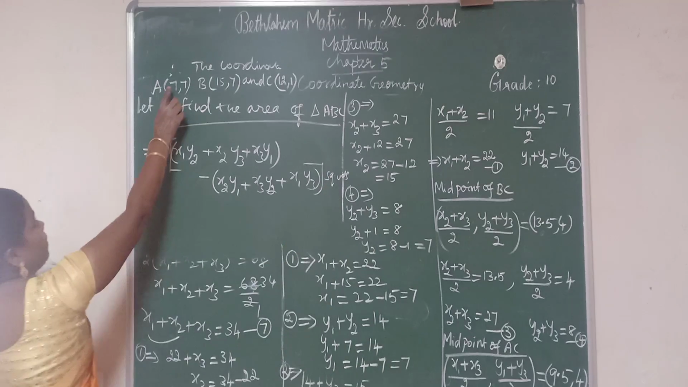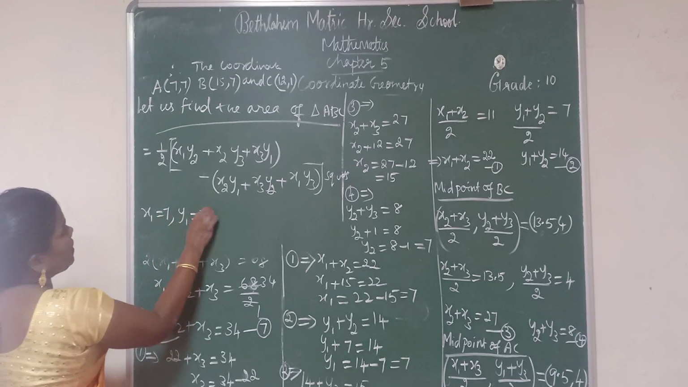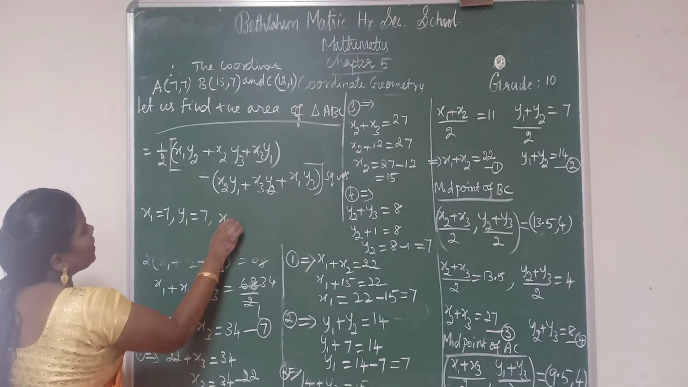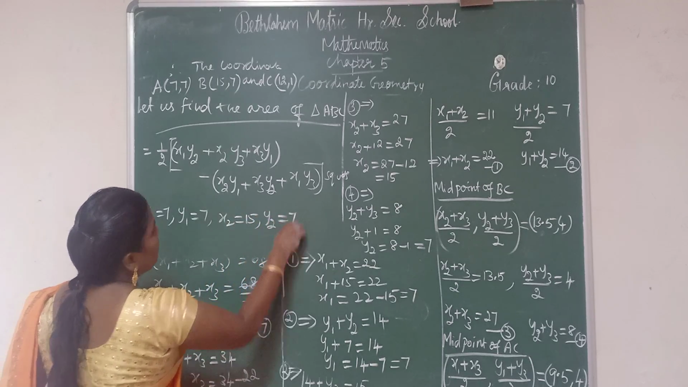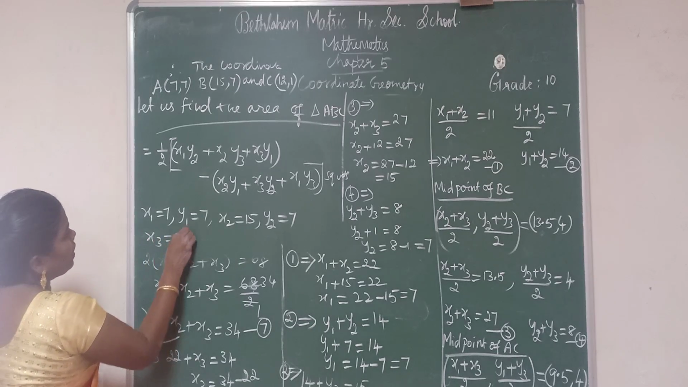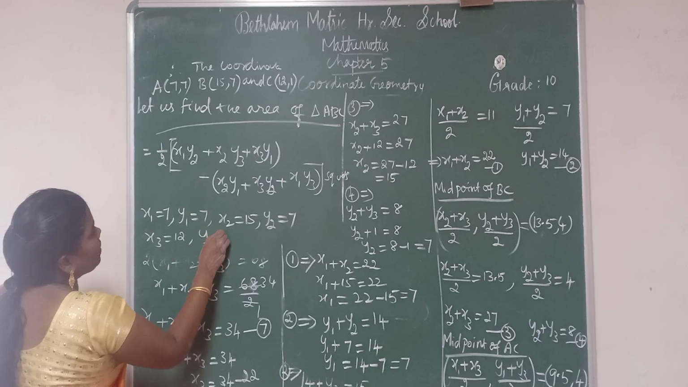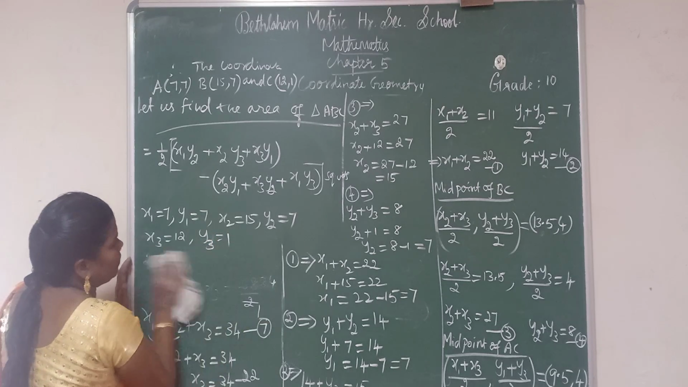Here x1 is equal to 7, y1 is equal to 7, as well as x2 is equal to 15 and y2 is equal to 7, and x3 is equal to 12, y3 is equal to 1. Let's substitute.